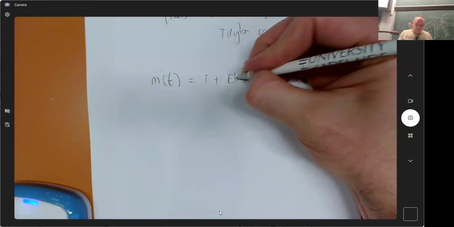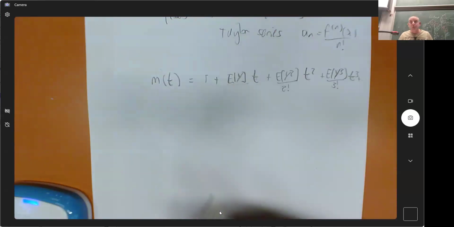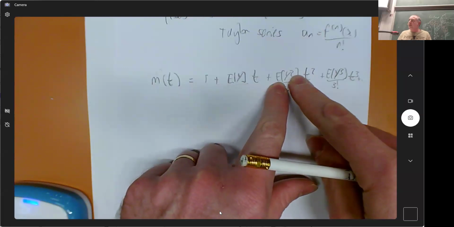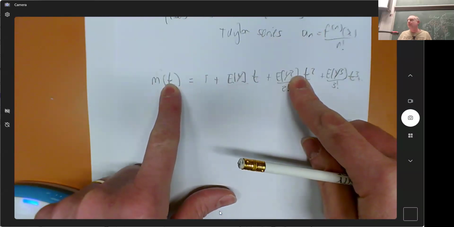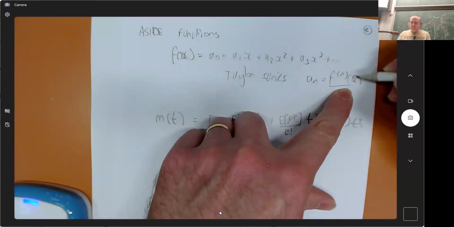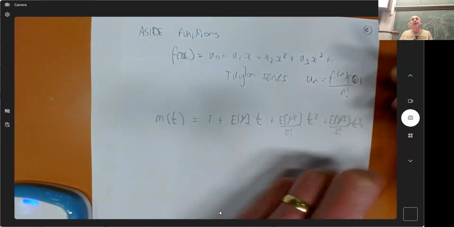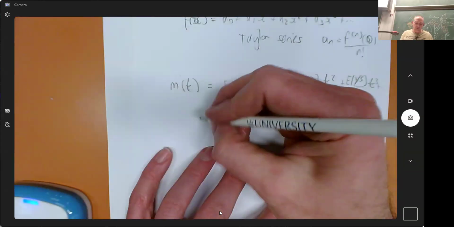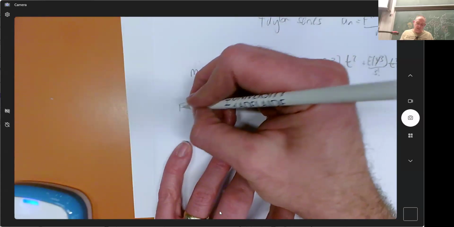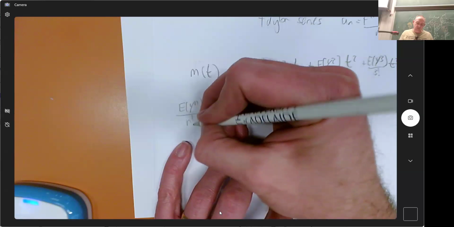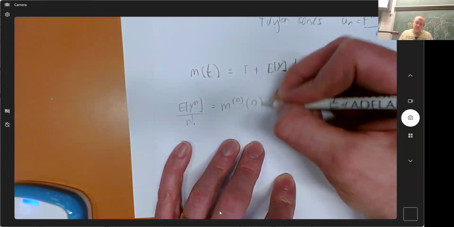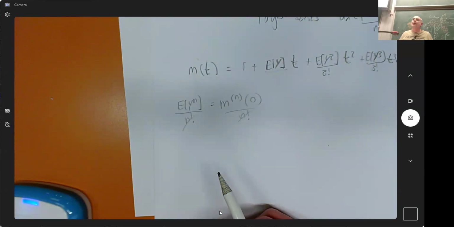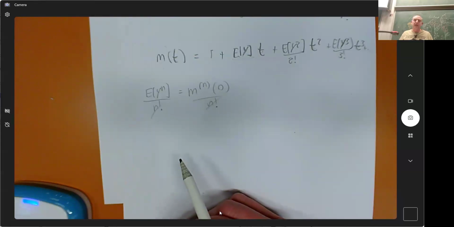Right. So the reason why that is true is because this coefficient should have as its numerator the nth derivative of m with 0 subbed in. Like this. So we've set it up specially so that that happens. So the E[y^n] on n factorial is the nth derivative of this with 0 subbed in on n factorial. And so ta-da, it works. It's just one of those clever things.